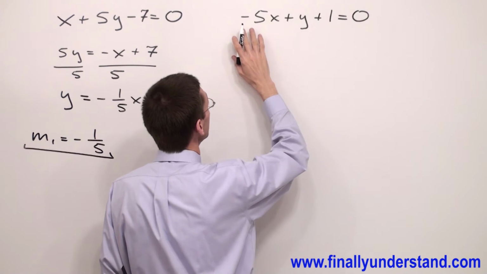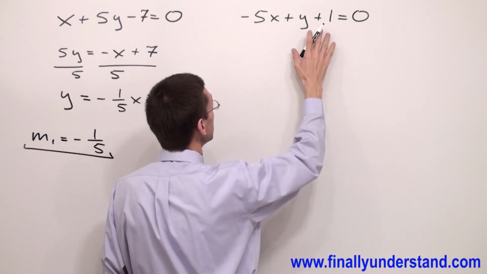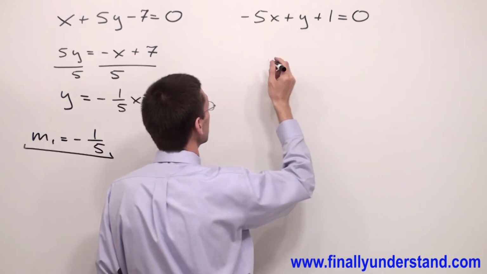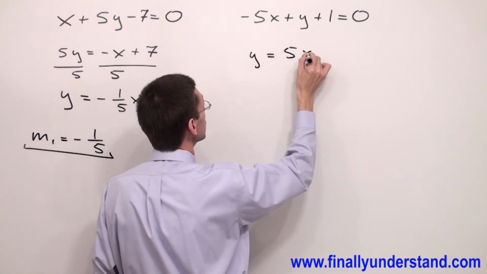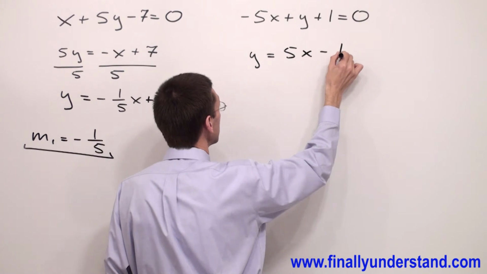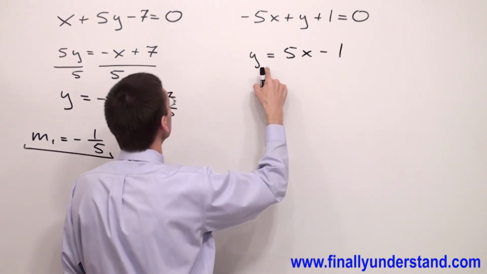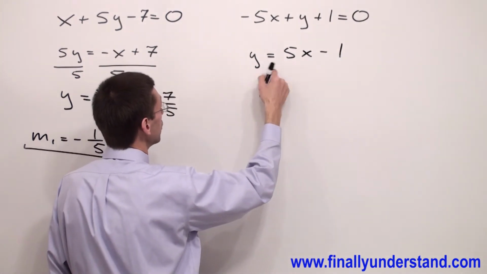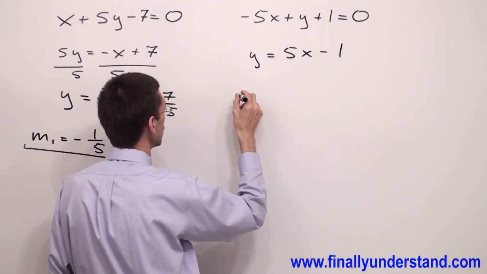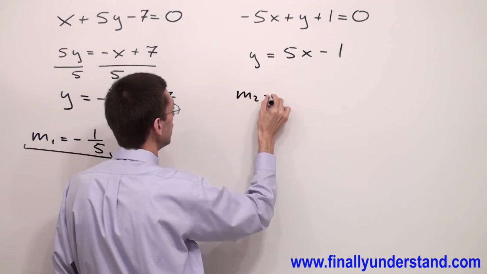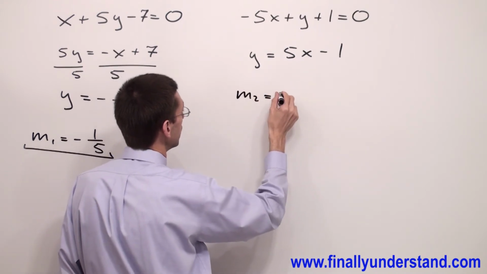We have to move -5x to the right side and 1 to the right side too. So y is equal to 5x minus 1. So this is the slope-intercept form, and the coefficient of x is my slope. So m2 equals 5.